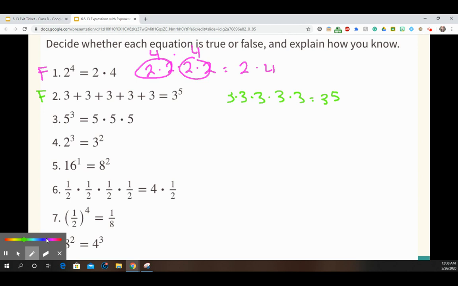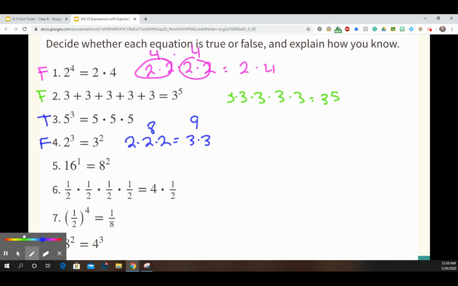All right, let's go ahead and switch colors. Okay, 5 to the 3rd is equal to 5 times 5 times 5. Yep, that's what that means. That's true. Okay, 2 to the 3rd is equal to 3 to the 2nd. 2 to the 3rd would be equal to 2 times 2 times 2. 2 times 2 is 4, times 2 is 8. Okay. 3 squared, 3 times 3 is 9. That is not true. That's false.